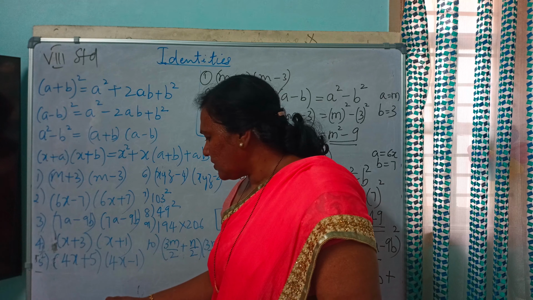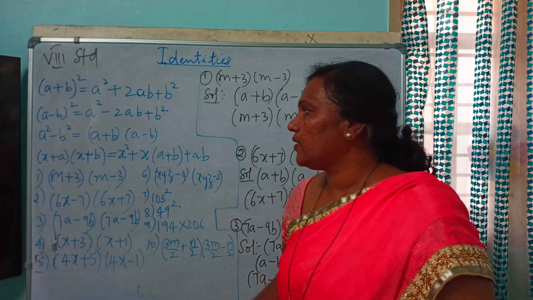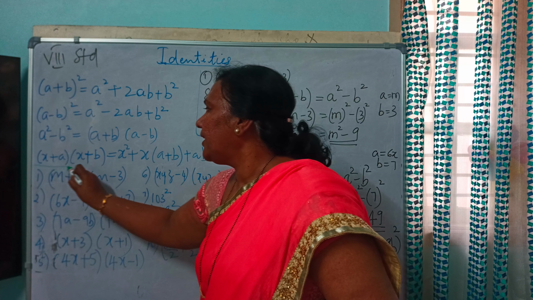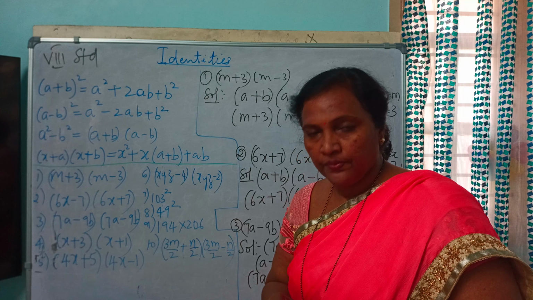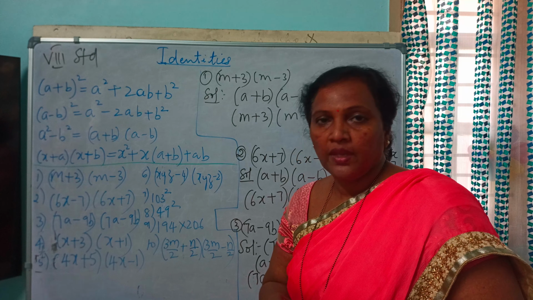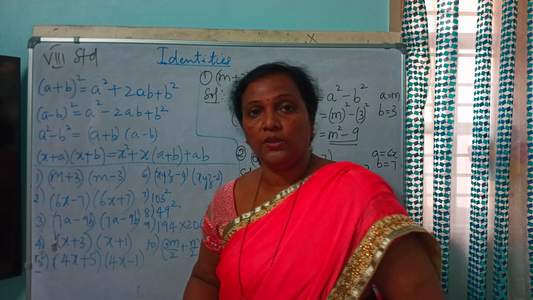Based on this, we have solved some of the problems. Today we shall solve some more problems based on it. These are the four identities. What work have I first given for you all? You have to learn the identities. How many times are you supposed to write? Five times each identity. Say it by your mouth and learn.